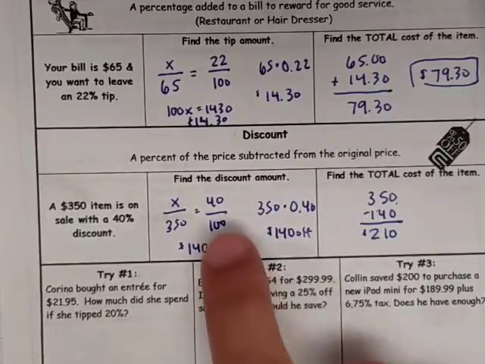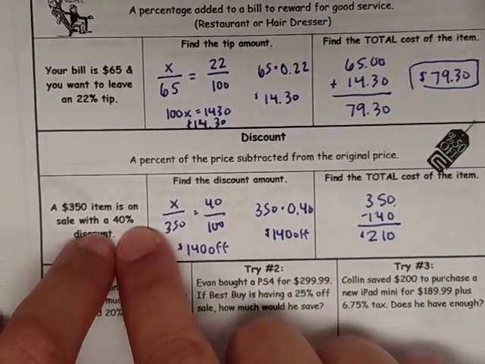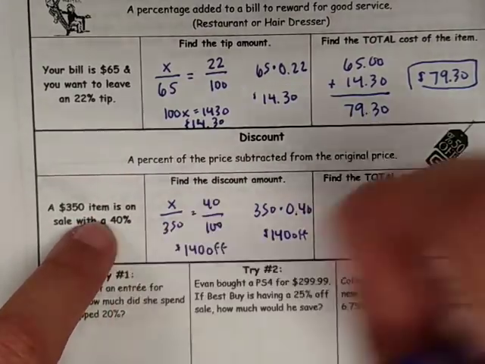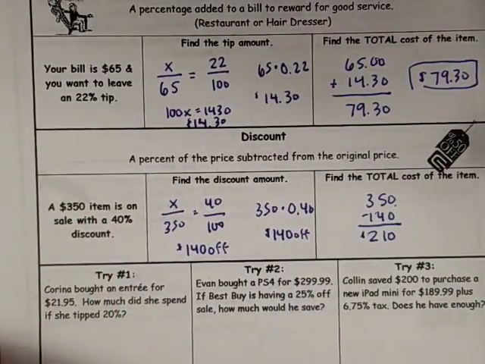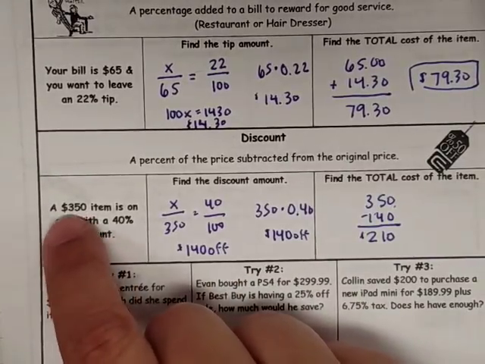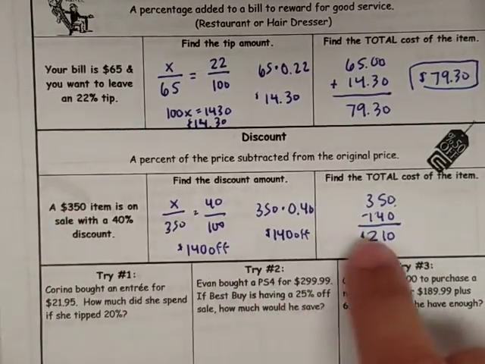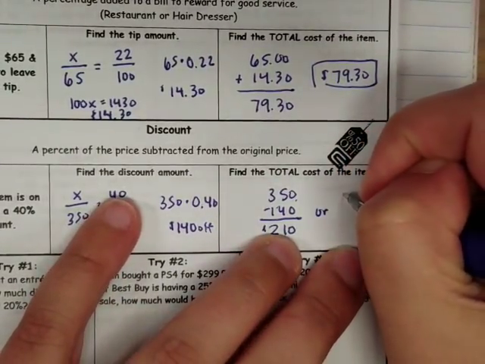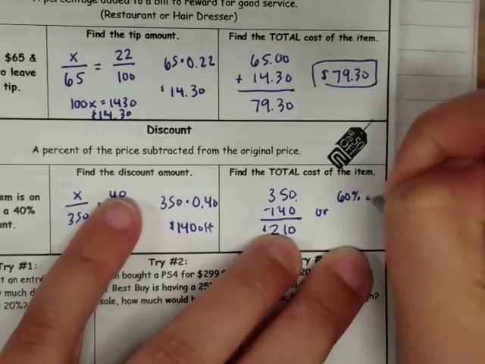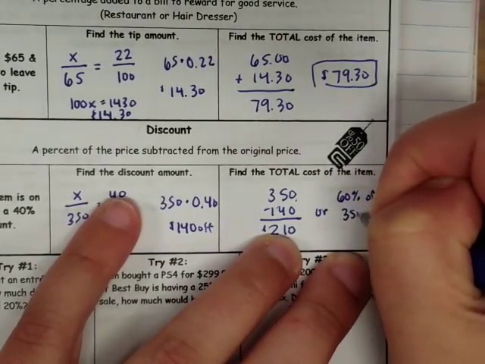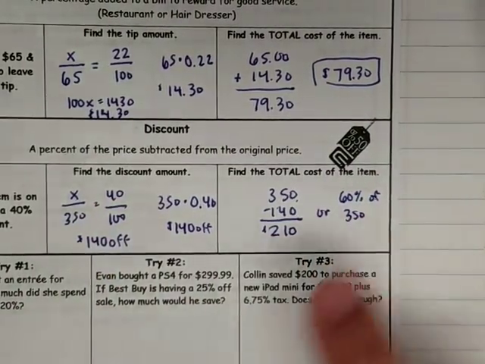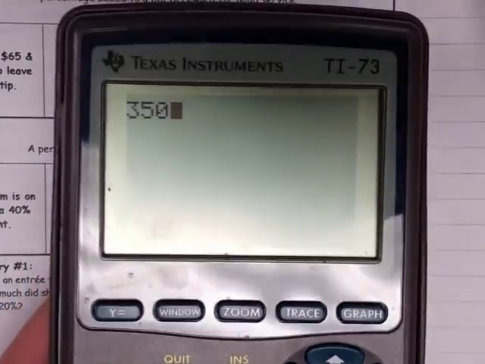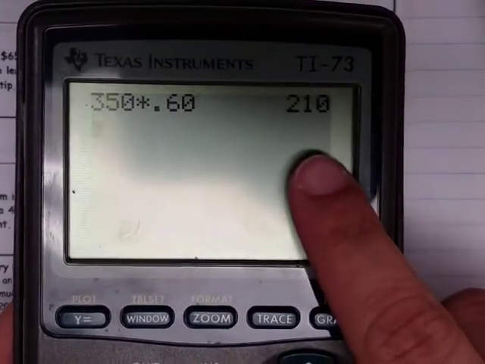Okay, so the shortcut to this is, if you're taking away 40%, how much are you actually going to pay? So if you're taking away 40, you're actually paying 60%. So what we can actually do is find 60% of this, and that will give us what we're actually paying. So that's just another shortcut. Or take 60% of 350, and this is what you're actually going to pay. So 60%, or 0.60, so 350 times 0.60 gives me 210.